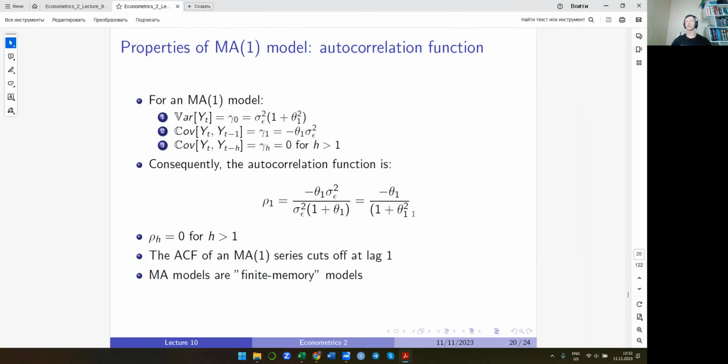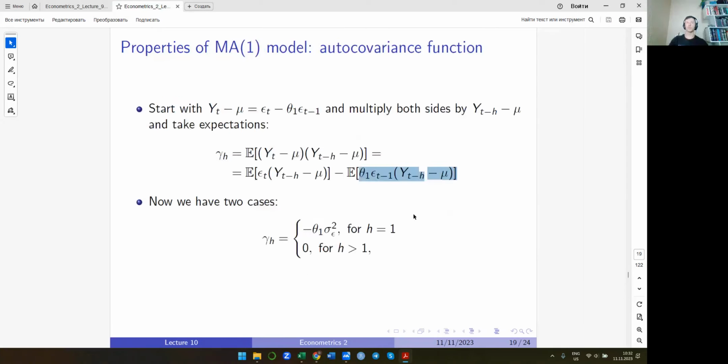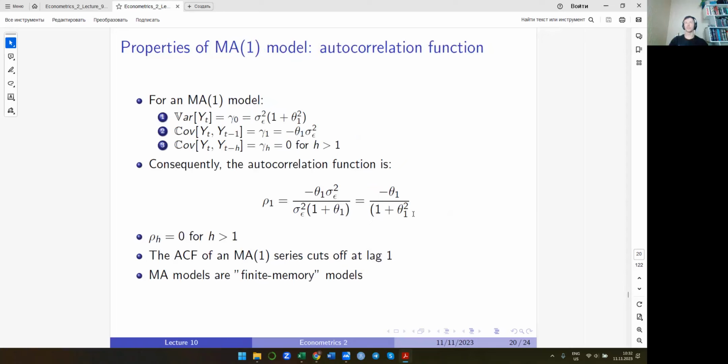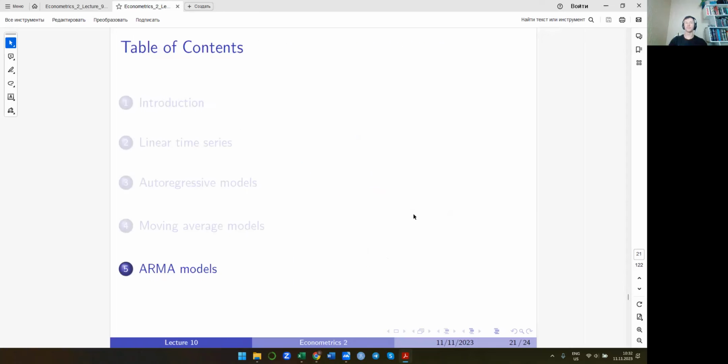So these models are sometimes called finite memory models. So your model forgets what has happened, let's say, 2 periods before, because there is no autoregression and autocorrelation between them.